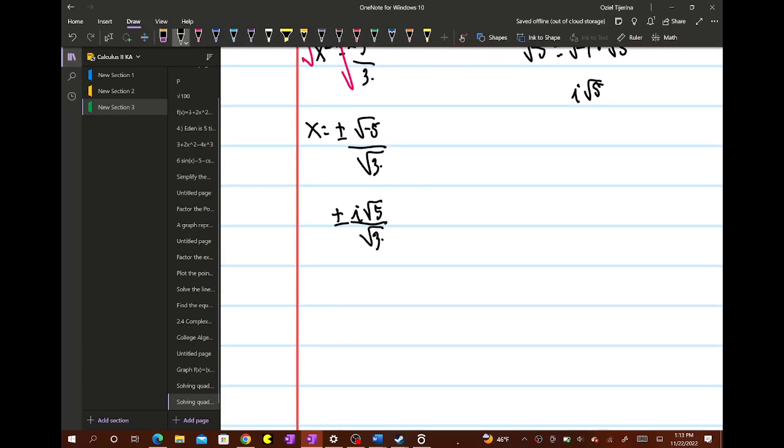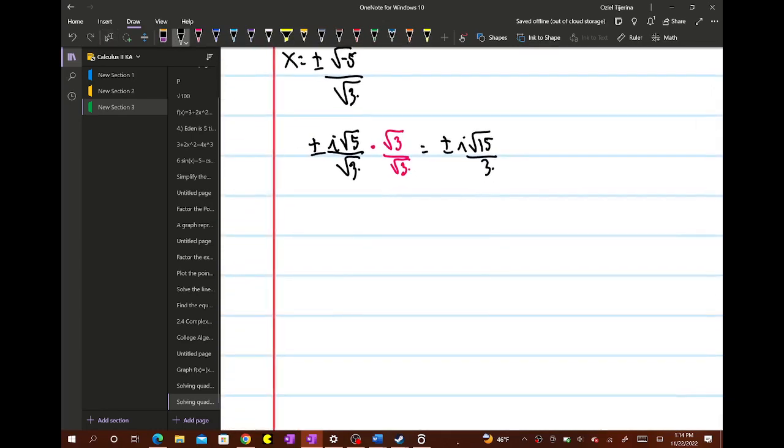Now, the last part that you're going to do is rationalize it. So you have to rationalize the denominator. So you're going to multiply the top and bottom by the square root of the bottom, and you have plus or minus i square root of 15 over 3, right?